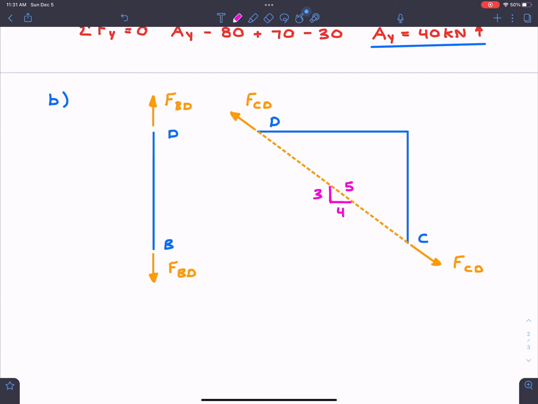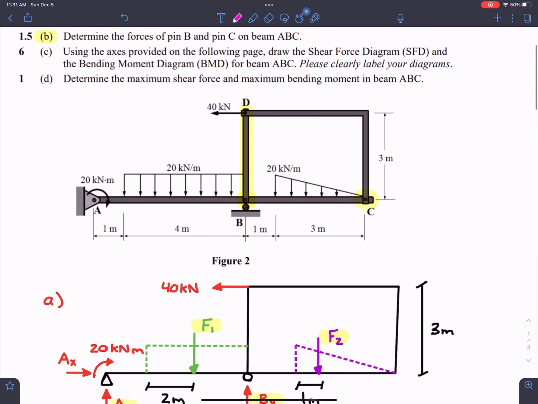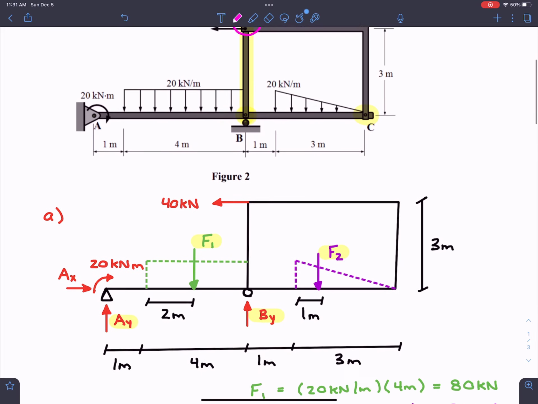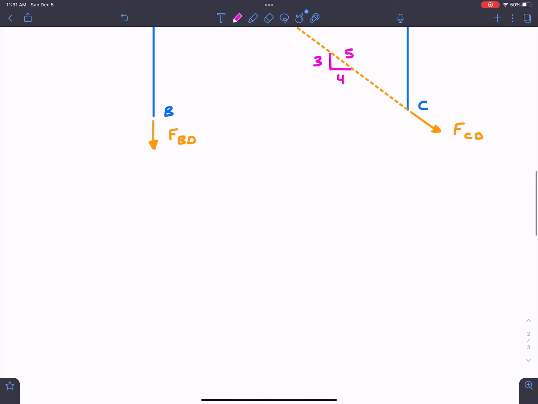Now you're saying, Clayton, who cares about this? Why exactly are we doing this? Well, if we were to come up to our structure now, and we were to actually analyze hinge D, well, we now know how to express member DC as a force. We know how to express member DB as a force, and we have that external load to our hinge of 40 kilonewtons.